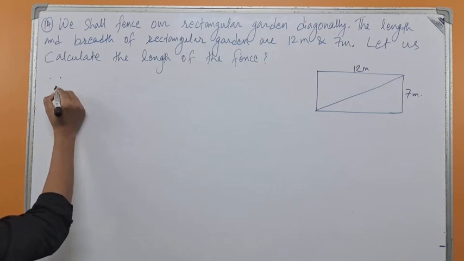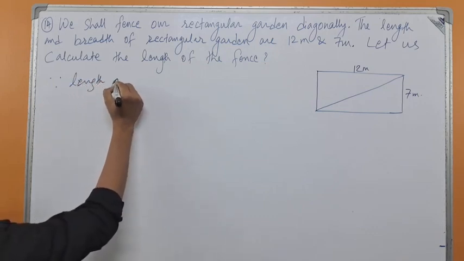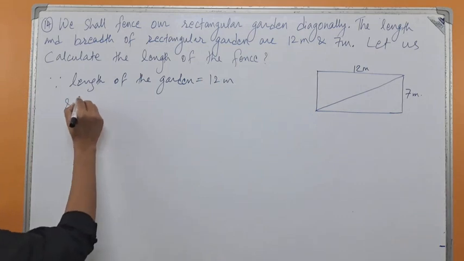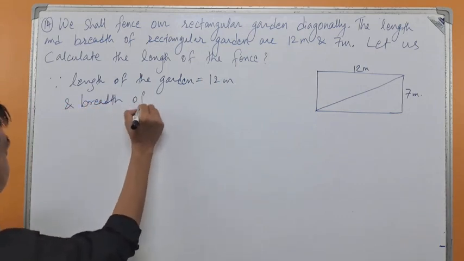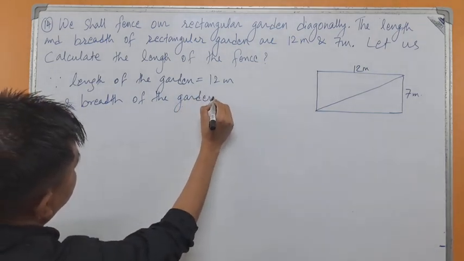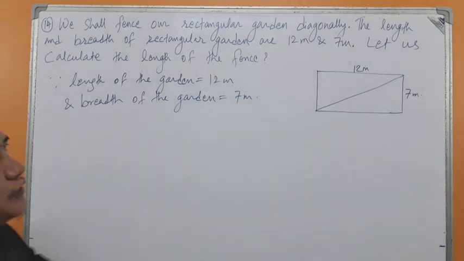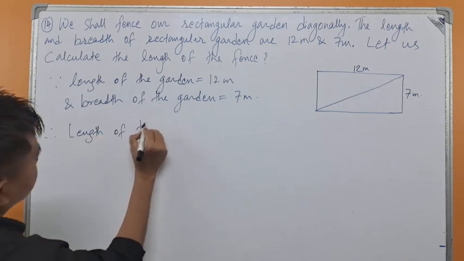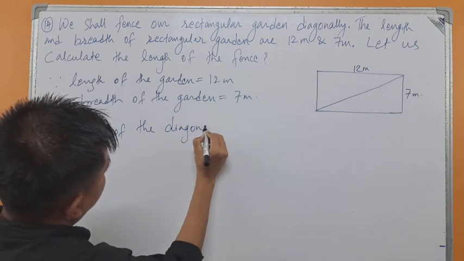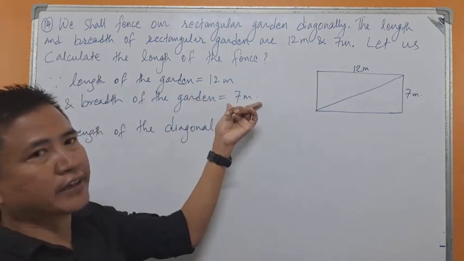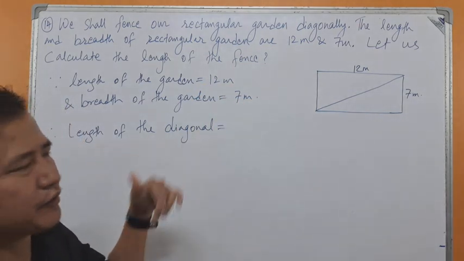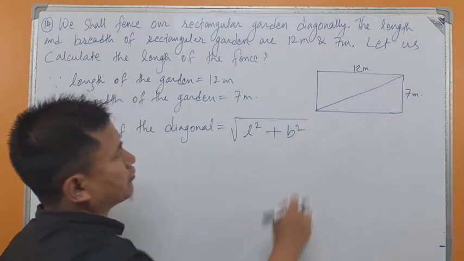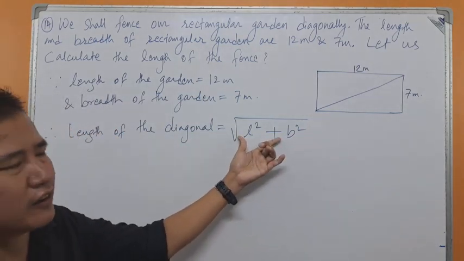Since length of the garden is equal to 12 meter and breadth of the garden is equal to 7 meter, the length of the diagonal will be, therefore, length of the diagonal equal to, if we know length and breadth of a rectangle, then we can find length of the diagonal of that rectangle by applying the formula root under length square plus breadth square, isn't it? This is the formula to find the length of the diagonal of rectangle, okay?